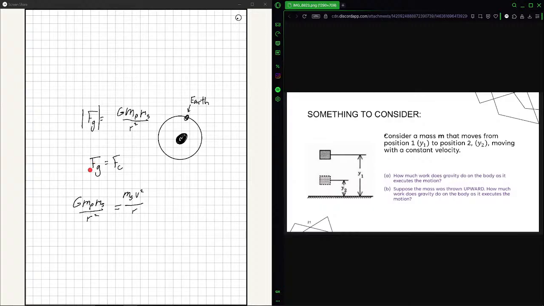And gravity is equal to our net force. Does that make sense? Yeah, that's good.